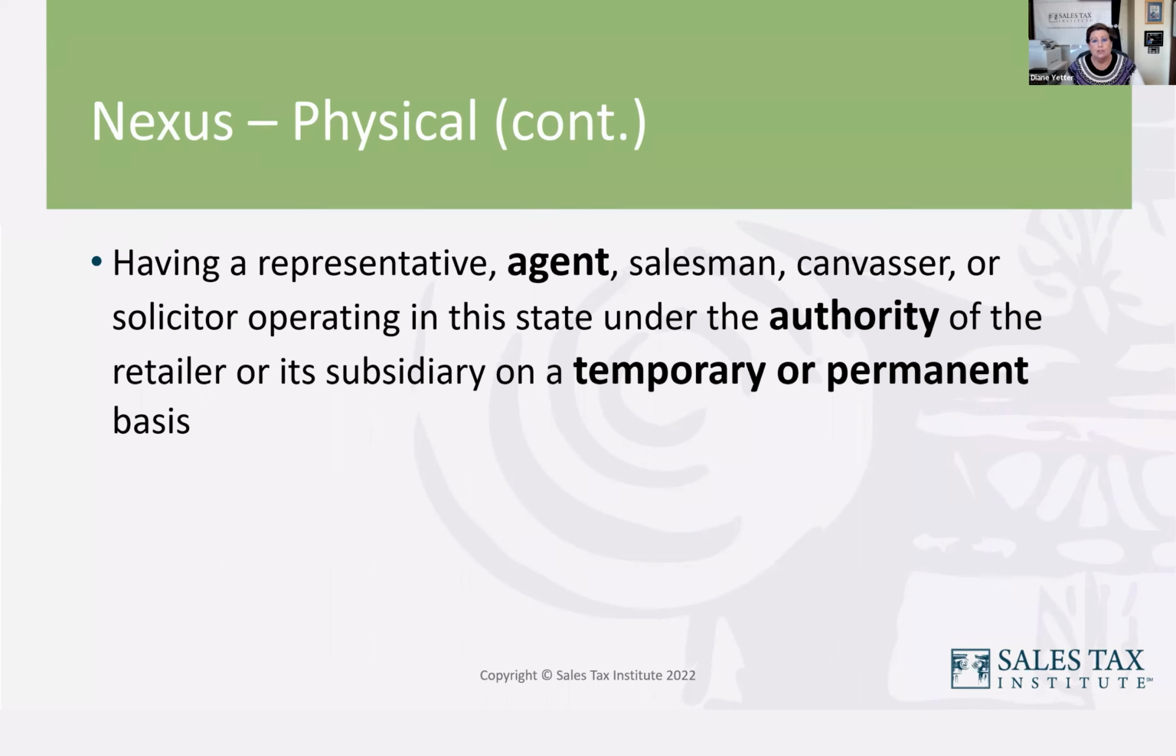And it's not just where you are permanent, but it could also be where you have temporary. So if you have an employee that is located in one state, so I'm here in Illinois, and I temporarily go into other states to do sales or services or perform other activities on behalf of my company, then that could create physical nexus because I went in there on a temporary basis.